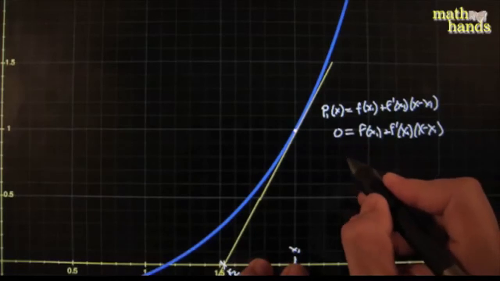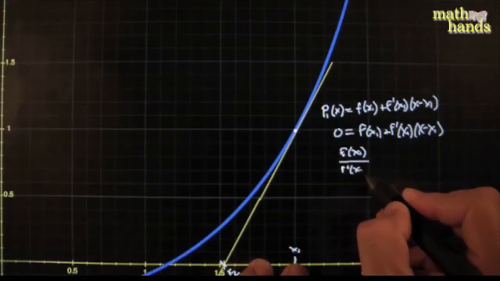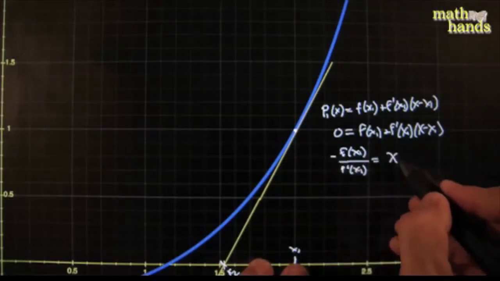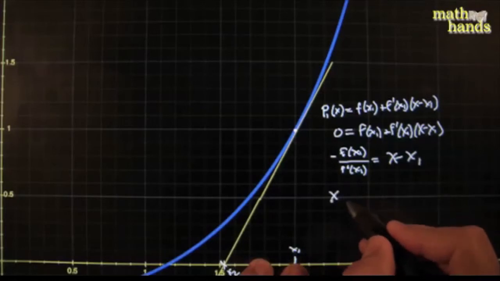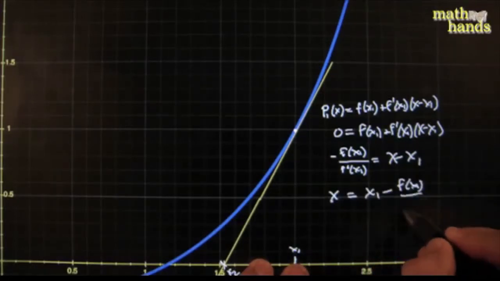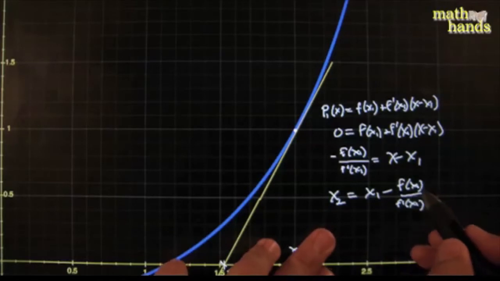Then you move f of x1 over to the other side. Then you would divide by f prime of x1. This would be negative. Then you add the x1. This was x minus x1. That tells you that x is equal to x1 minus f of x1 all over f prime of x1. And that would give you your x2. This would be your x2. This is x1, by the way.